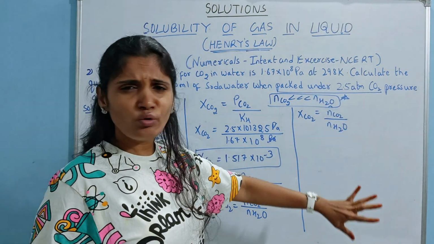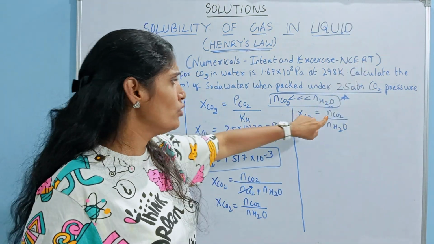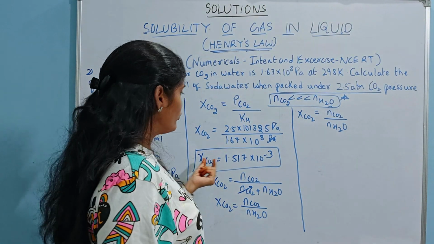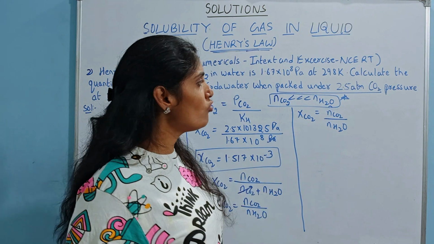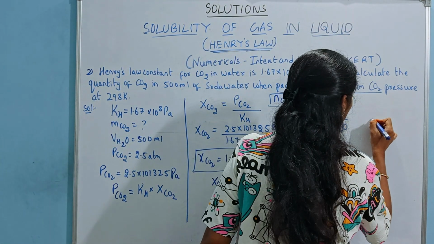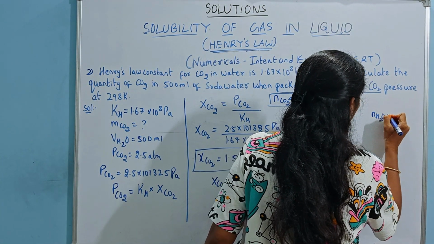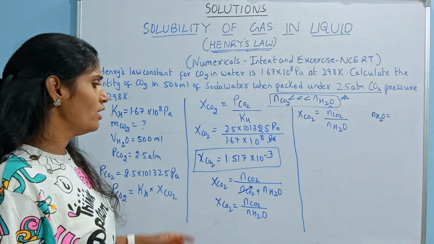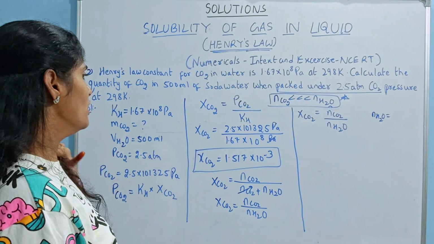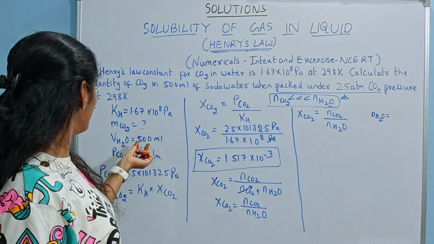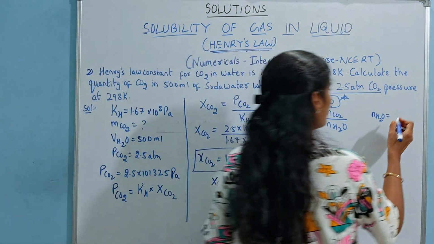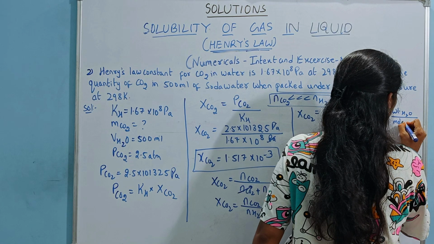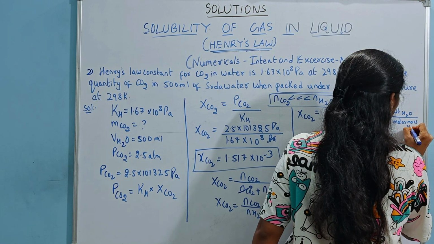Number of moles of CO2 I don't have. That is what we need to find so that we can get the mass of CO2. Do I have mole fraction of CO2? Yes, I have. Do I have number of moles of water? I don't, but I can try finding the number of moles of water. Number of moles of water is weight of water divided by molar mass of water.